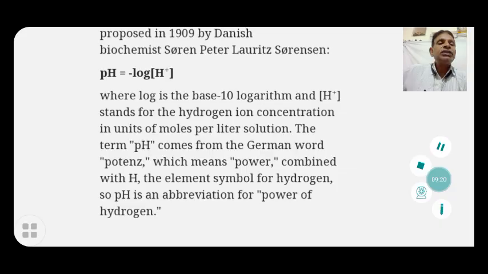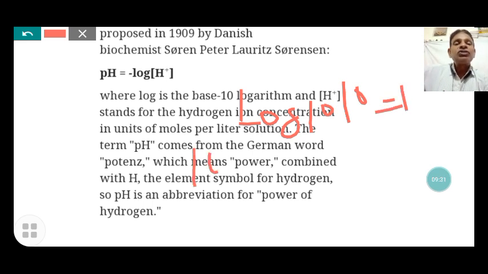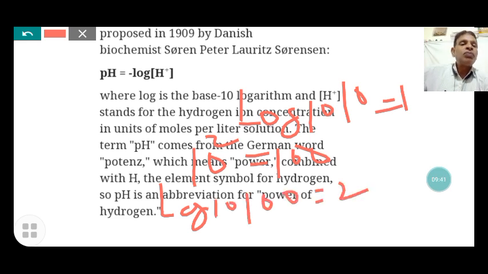Keep in mind that log base 10 of 10 is equal to 1. How does it become like that? If 10 squared is equal to 100, then we can write log base 10 of 100 is equal to 2. The power is the log of the value, here log base 10 of 100. That's the concept of log.